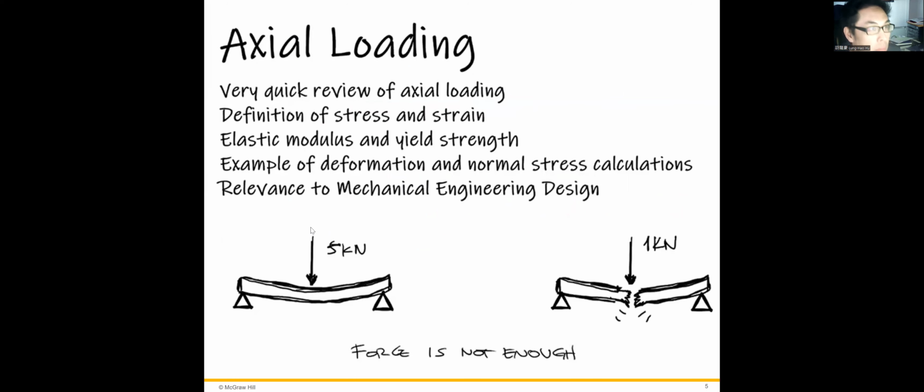So let's start our course today. As I mentioned, this course is based on materials mechanics. Let's retrospect some fundamental stress and strain from your mechanics course. First, what is axial loading? Let's have some definition of axial loading.